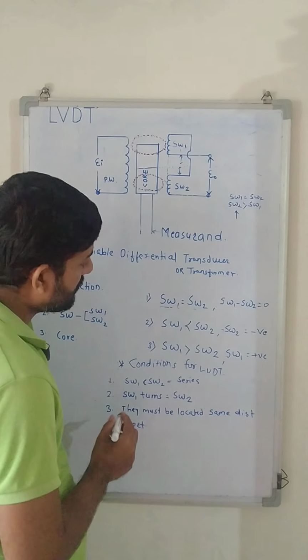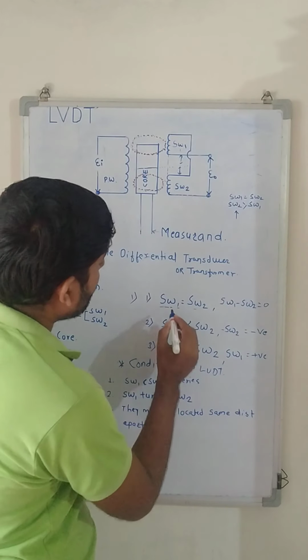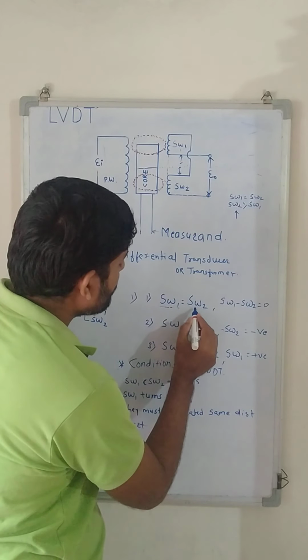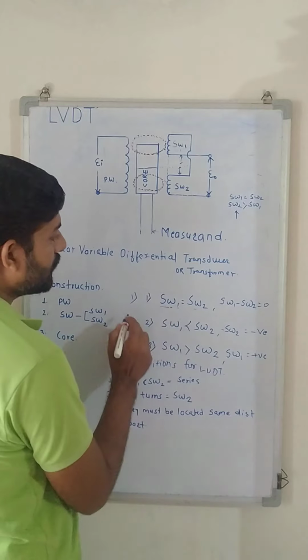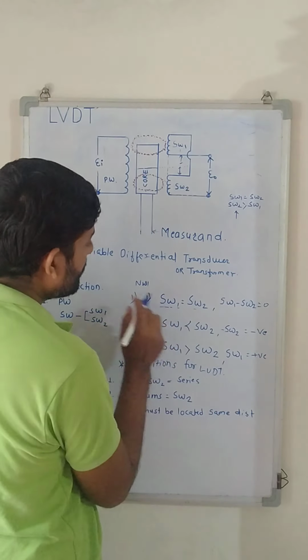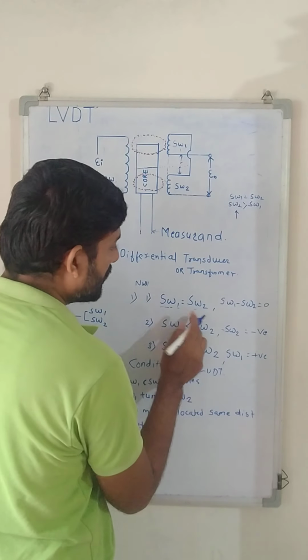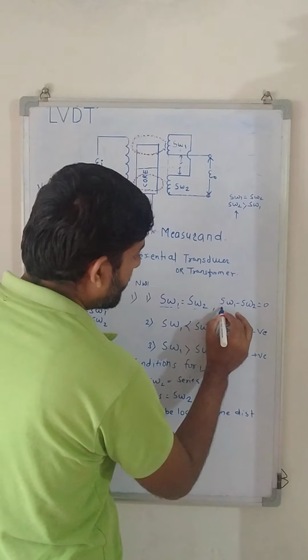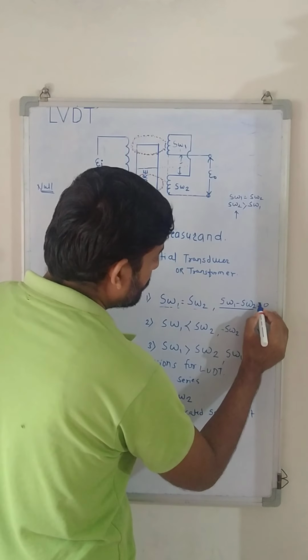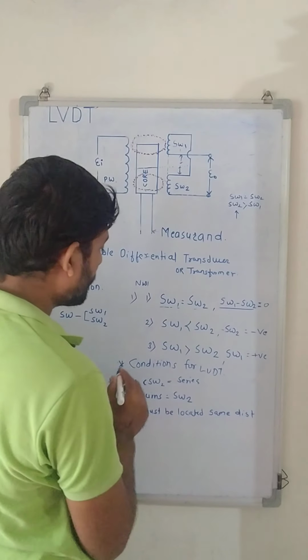So we got three equations. First condition: when SW1 is equal to SW2, this is the null position. When the EMF generated in secondary winding 1 is equal to the EMF generated in secondary winding 2, we get the equation SW1 minus SW2 is equal to 0. That is, secondary winding 1 minus secondary winding 2 is equal to 0.